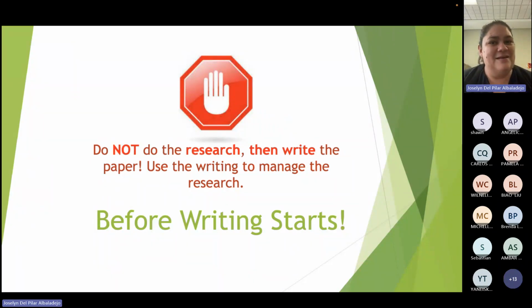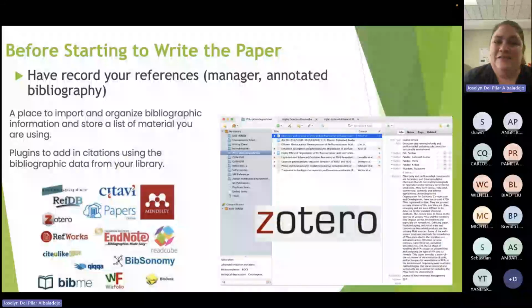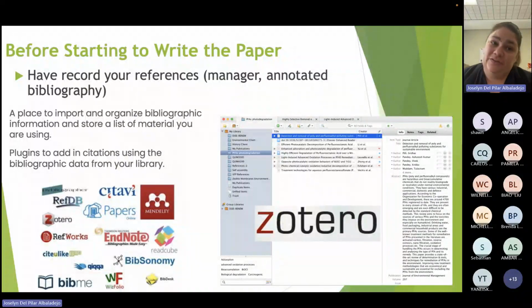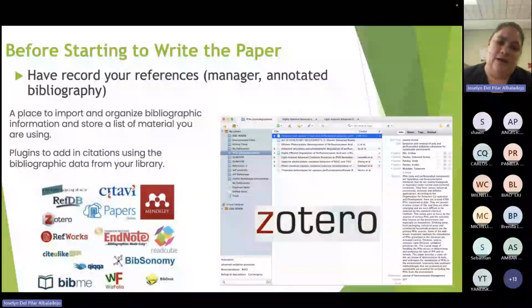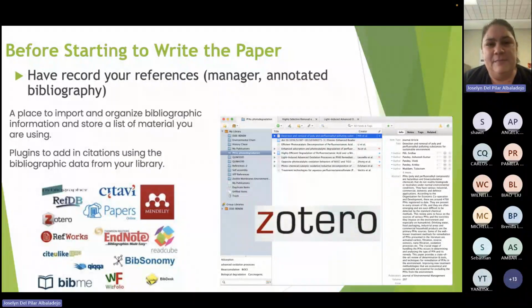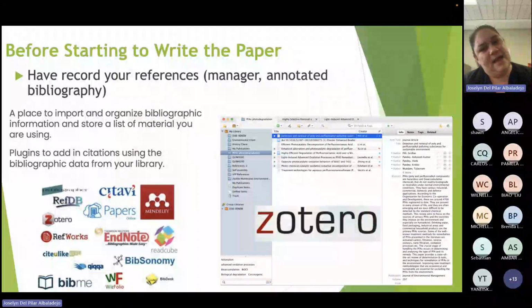Before the writing starts, magical things happen, and these magical things are very useful when you're writing. First off, in order to write, you need to read. Don't blame me, that's just how it is, right? Because you'll be reading a lot, you need to have a way to manage those references. Some students might already know, others might not, there are a lot of reference managers out there, and you can keep a record of those references using them.